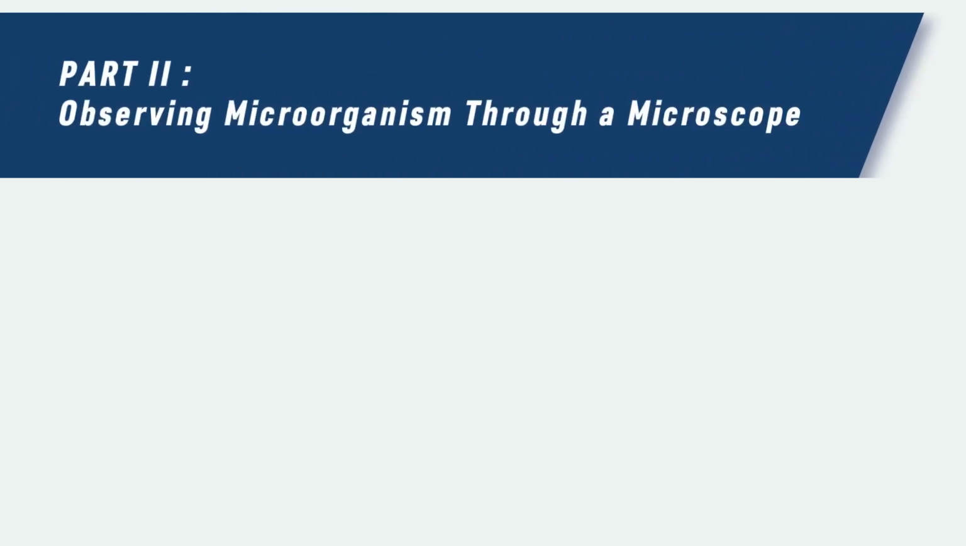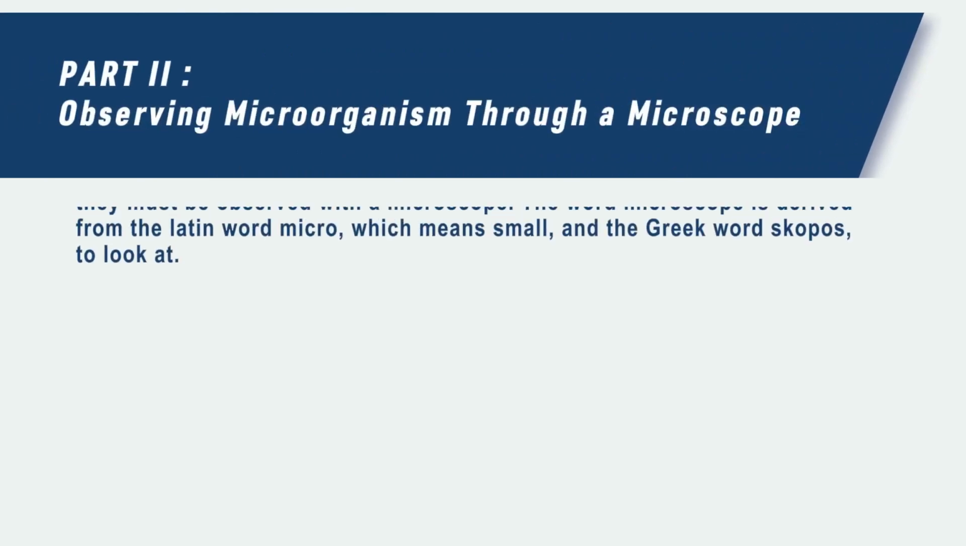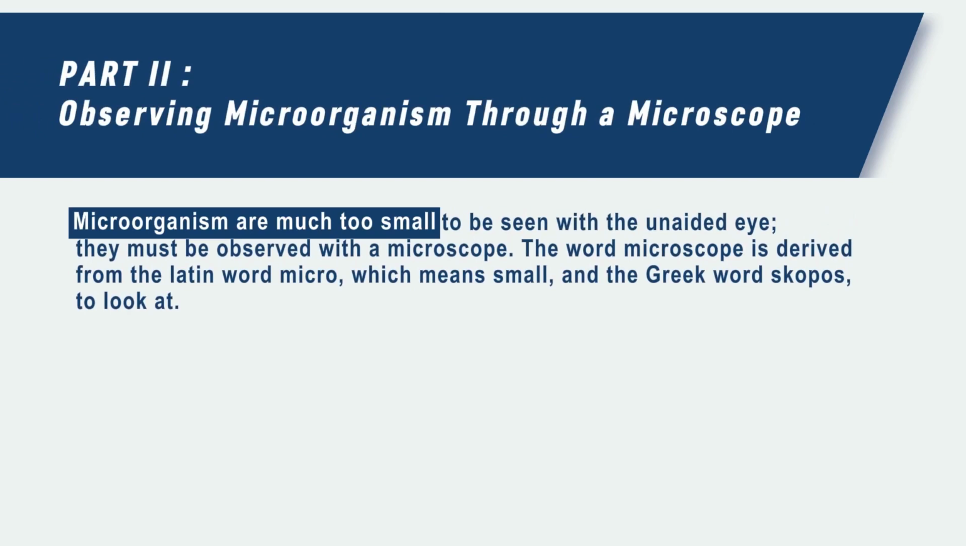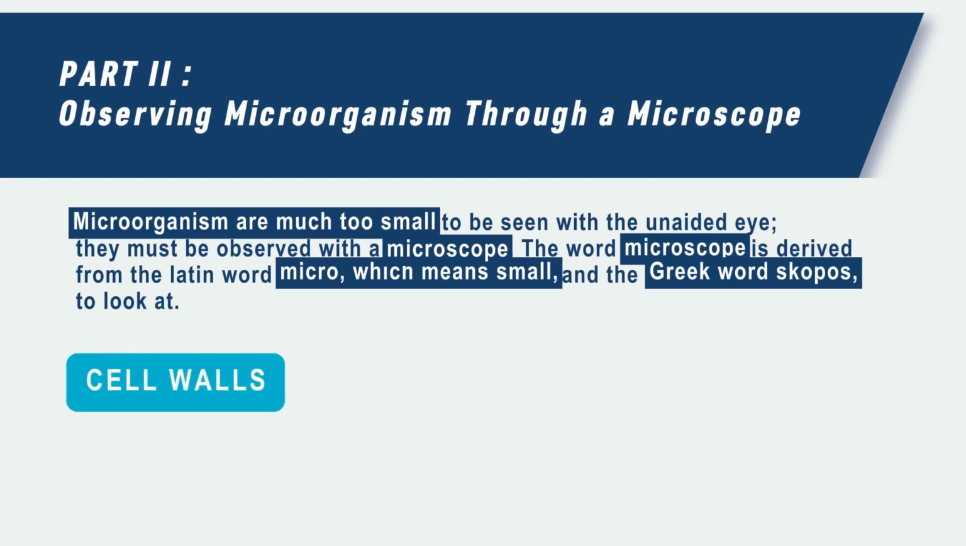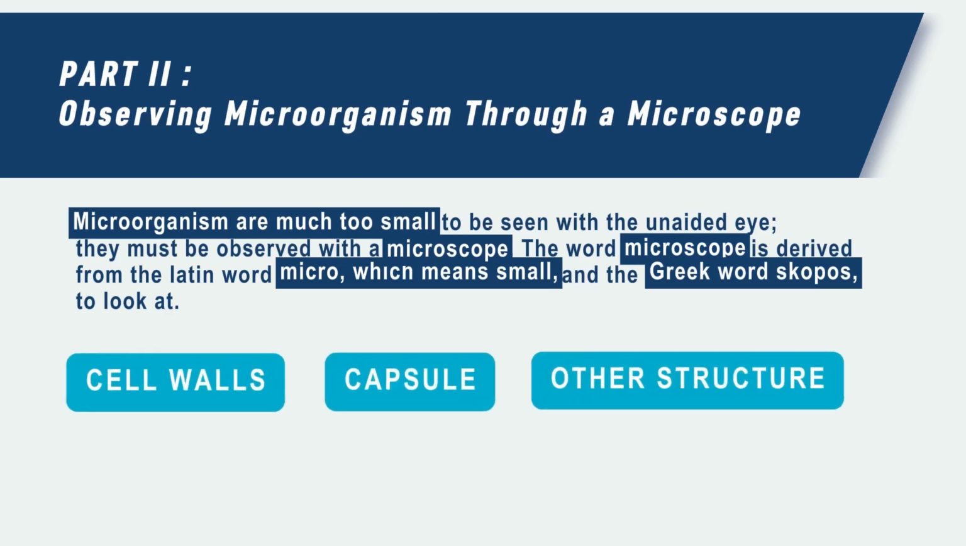Part 2, Observing microorganisms through a microscope. Microorganisms are much too small to be seen with the unaided eye. They must be observed with a microscope. The word microscope is derived from the Latin word micro, which means small, and the Greek word skopos, to look at. Microbes must undergo several staining procedures before their cell walls, capsule, and other structures lose their colorless natural state.